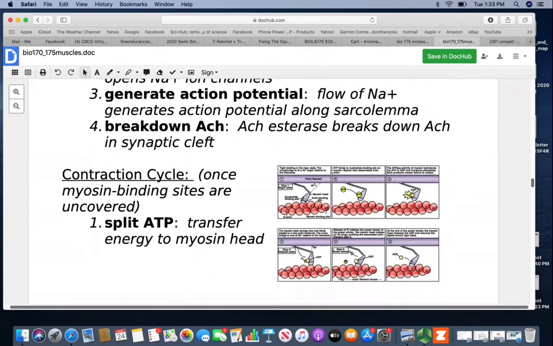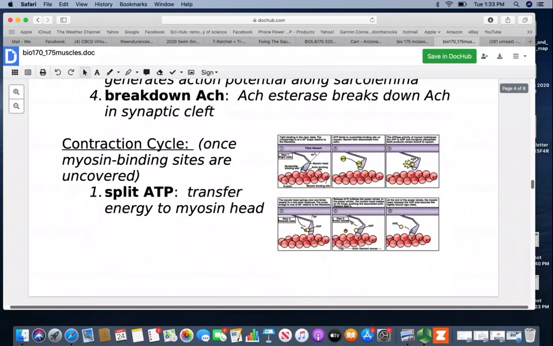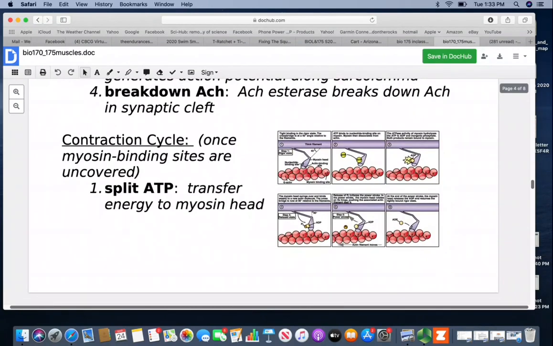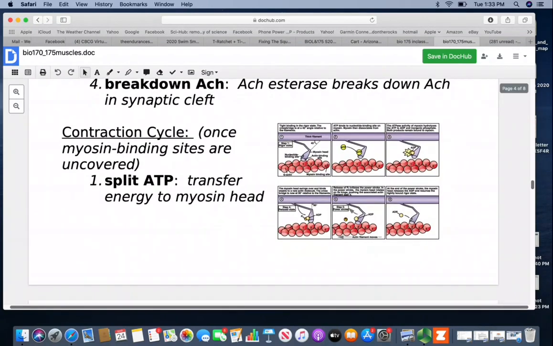So once the nerve has delivered that message, we're going to begin the contraction cycle. So our myosin binding sites are exposed. First thing that's going to happen is we're going to split ATP. What that means is we're going to take one of these phosphates off, and we're going to transfer it onto the myosin head. When we do that, it's an energy currency. It's like it's passed its energy on to the myosin head.